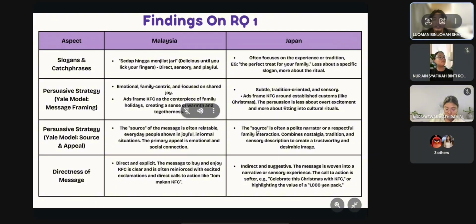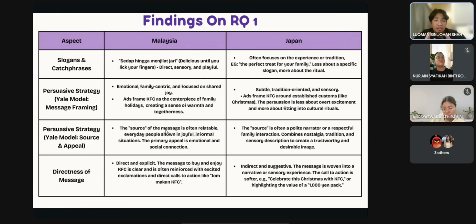Alright, so for the findings for our research question 1, I found 4 aspects, which were the slogan and catchphrases, persuasive strategy for both message framing and source and appeal, and also directness of message. For slogans, we have the iconic "sedap hingga menjilat jari", which is the Malay version.